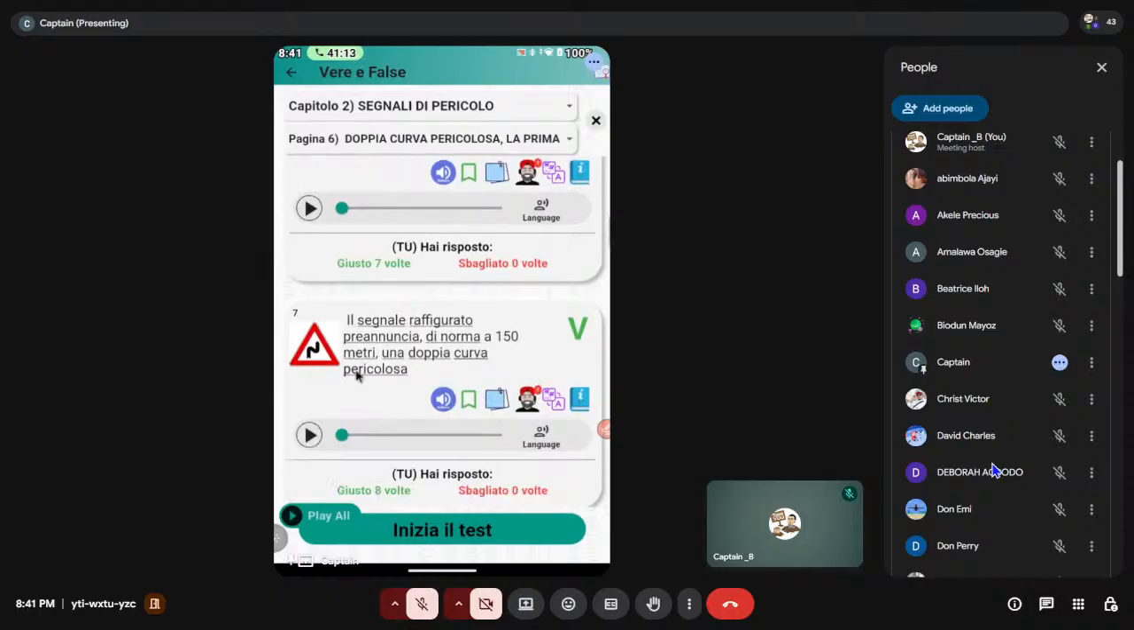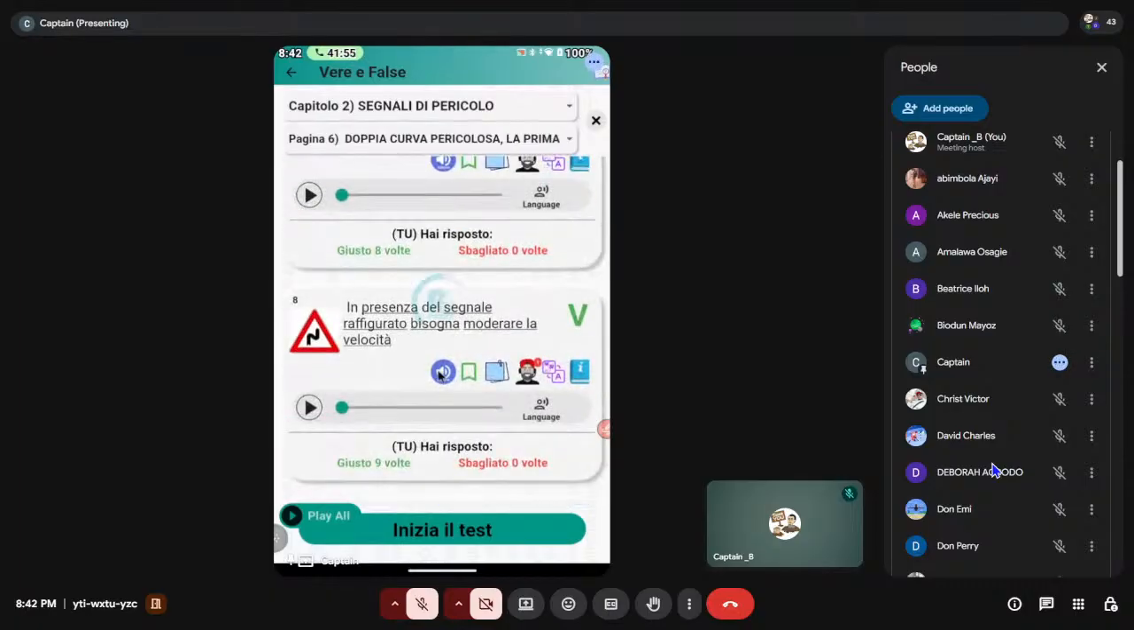È vero. Number 7 said, il segnale raffigurato preannuncia, I mean announces, normally at 150 meters, una doppia curva pericolosa, a double curve that is dangerous. Like doppia curva, twice curve that is dangerous. Yes, I told you. This is called doppia curva a destra. Doppia curva where? Destra.